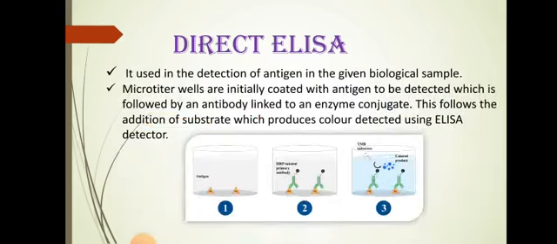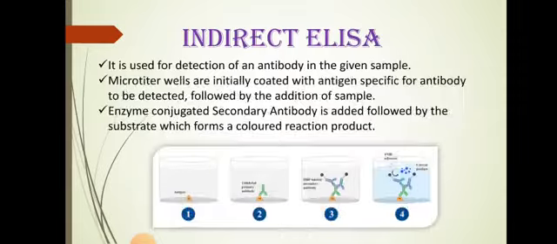First, we see the direct ELISA, used for detection of antigen present in the sample. The microtiter plate is initially coated with the antigen to be detected, which is followed by an antibody linked to an enzyme conjugate. This is followed by the addition of substrate, which produces color detected using an ELISA detector.